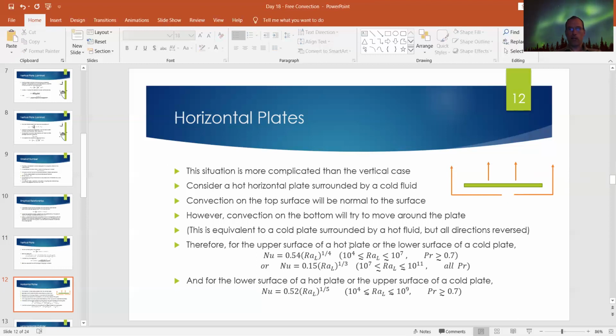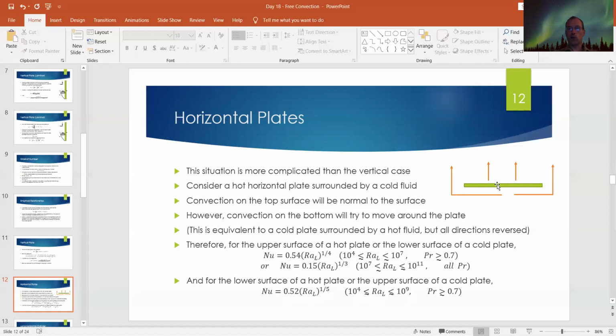So for a hot plate, upper surface, I have the Nusselt number 0.54 Rayleigh number to the 1/4 power. That's for Rayleigh numbers between 10 to the 4th and 10 to the 7th. Or if I'm between 10 to the 7th and 10 to the 11th, a different expression, 0.15 Rayleigh number to the 1/3. That's for the top surface of a hot plate. Lower surface, Nusselt number is 0.52 Rayleigh number to the 1/5. Again, there's a range of Rayleigh numbers where it's valid. So that example was for a hot plate.